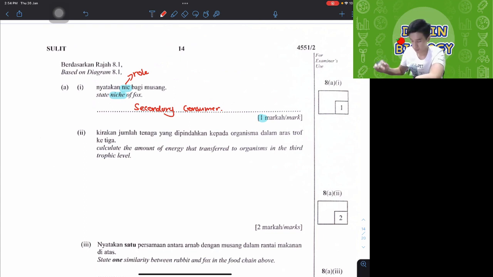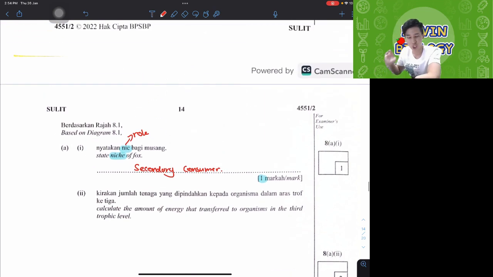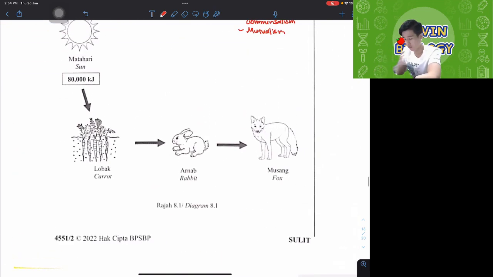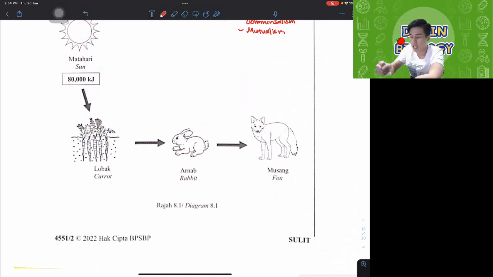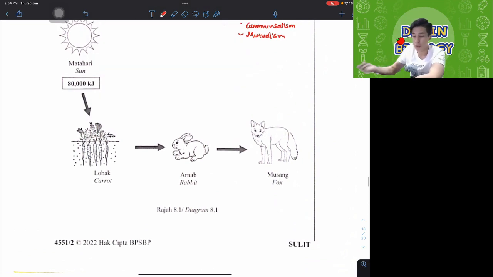It's that simple. Next, calculate the amount of energy that is transferred to the organism in the third trophic level. Remember, every time from one level to another, you only pass down 10%. 90% will be lost. So 80,000 to carrot only will get 8,000. Rabbit will get 800.